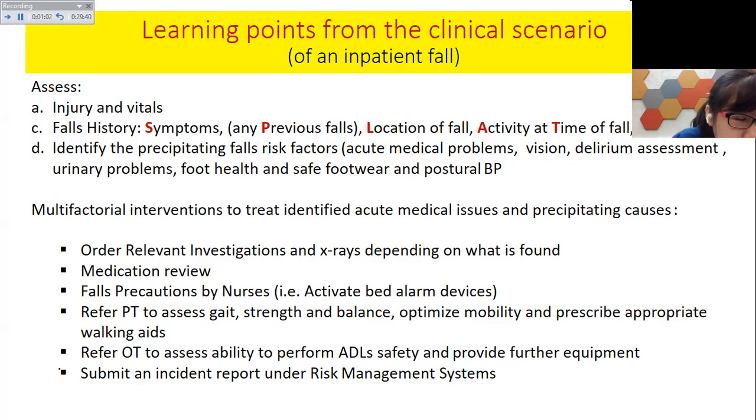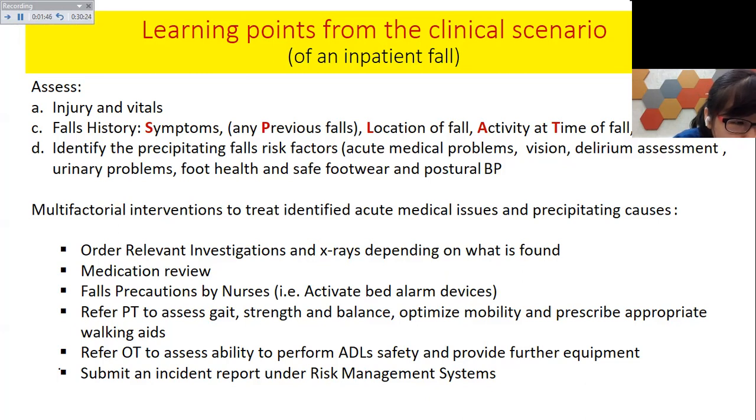After the assessment, we would like to implement multifactorial interventions to treat identified acute medical issues and precipitating causes. Firstly, to order relevant investigations and x-rays depending on what is being found during the physical examination, to review medications that the patient is on, to advise for fall precautions by nurses, to activate bed alarm devices, as well as to refer to the physiotherapists to assess gait strength balance, optimize the mobility, and prescribe appropriate walking aids to prevent future falls.